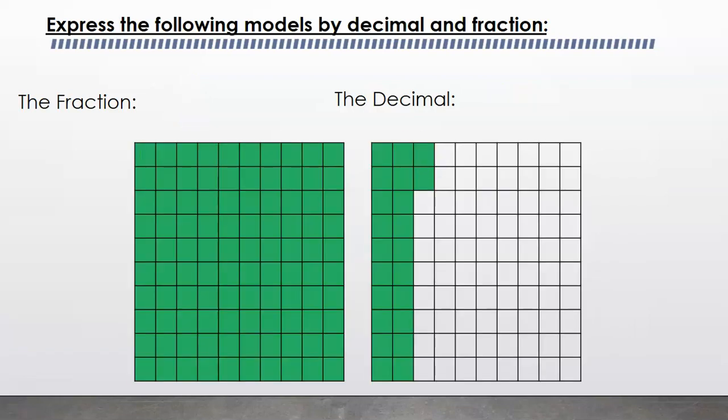Now here my model is 100. So the denominator of my fraction is 100. Then it's 1 and 22. Why? Because 2 columns of 10 and 2 squares. 22. Then 1 as a whole and 22 over 100. As a decimal, 1 and 22 hundredths. Okay?